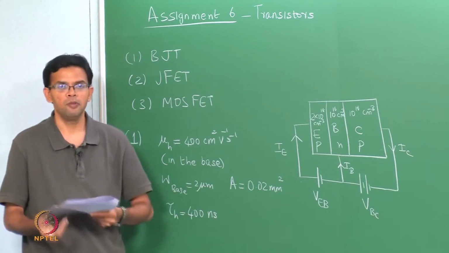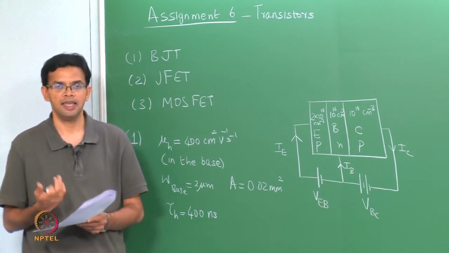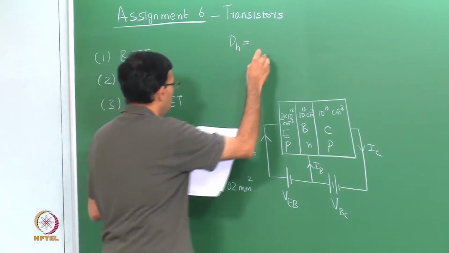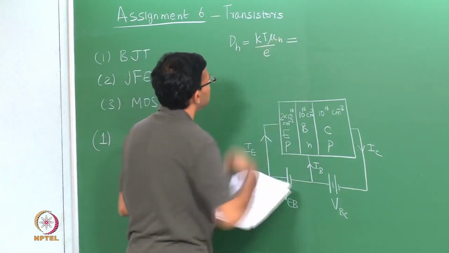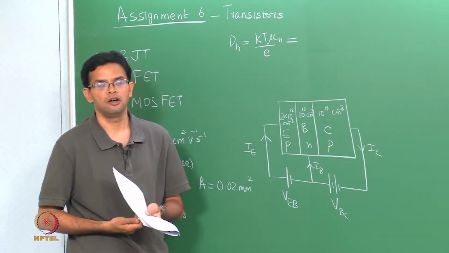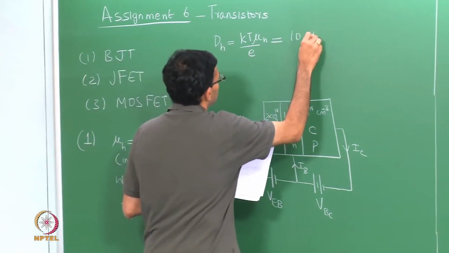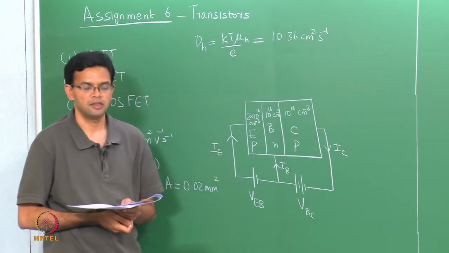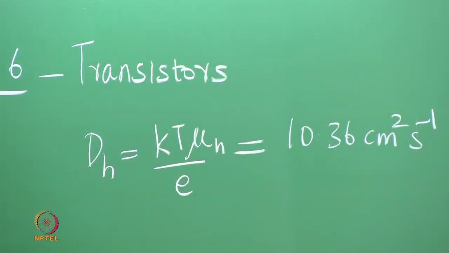So, we look at the mobility of the holes in the base. From the mobility we can essentially calculate the diffusion coefficient. So, D_h is kT mu_h over e. This we have seen before in the context of extrinsic semiconductors. D_h comes out to be 10.36 centimeter square per second.